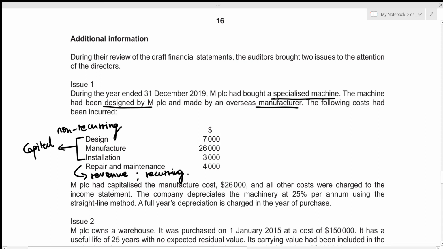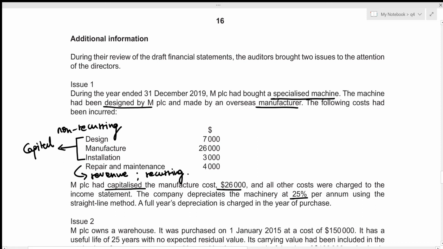Okay, and then we are told that MPLC had capitalized the manufacturer cost 26,000 and all other costs were charged to the income statement. So like I said before, instead of just charging the manufacturer as a capital cost, we had to charge our design and installation as well, right? But in case of MPLC, they actually capitalized the manufacturer cost and charged the design and installation towards the income statement as a revenue expense. So that's an error, right? The company depreciates the machinery at 25% per annum using straight line method. A full year's depreciation is charged in the year of purchase.